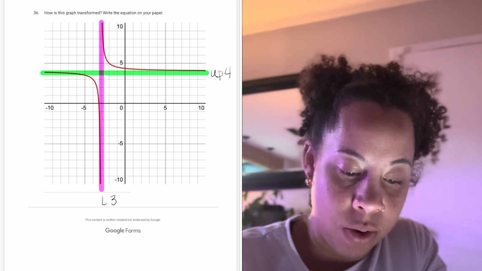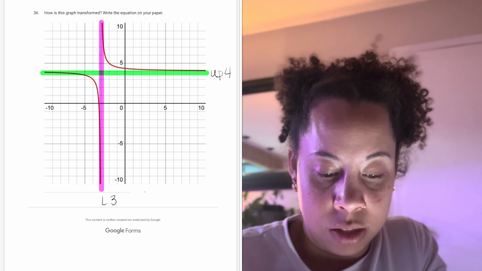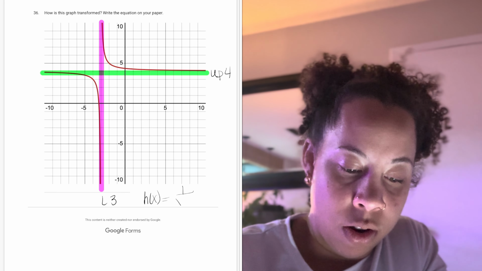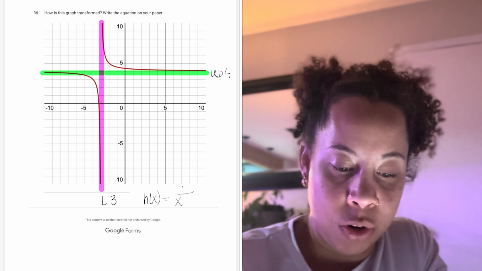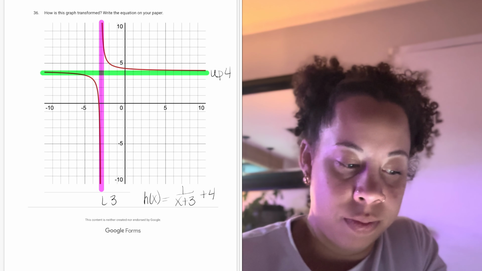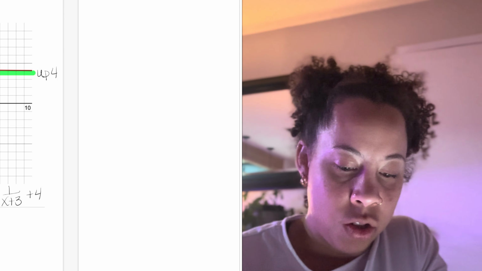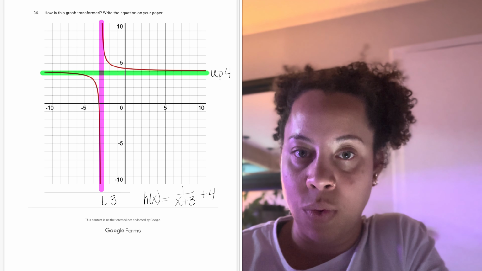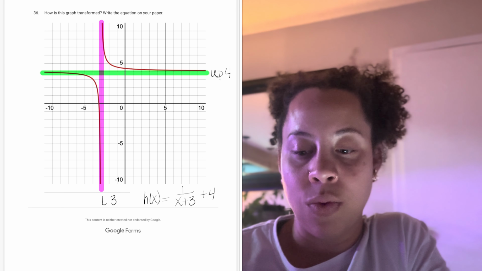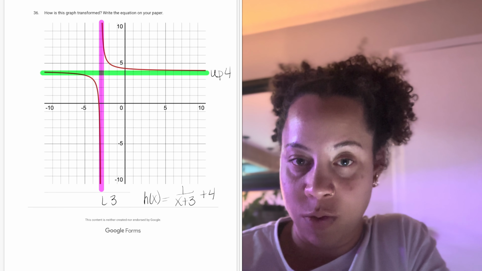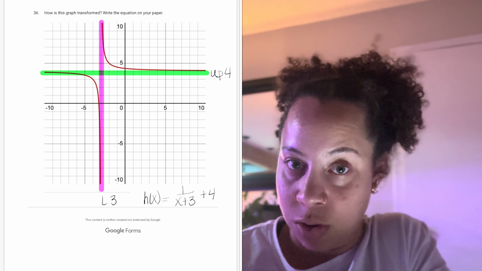So if we're going to write an equation, let's call this one h of x. We have 1 over x. To move left 3, we're going to do a plus 3. And then to do up 4, we're going to do a plus 4. Okay, and that's it. So that's all we did for our review. So remember, for your review, for your test tomorrow, you're going to do asymptotes. You're going to find asymptotes from equations. You're going to find them from graphs. You're going to find domain and range.